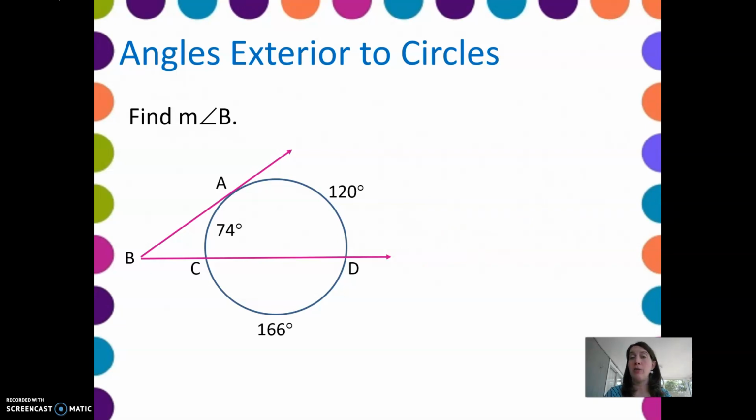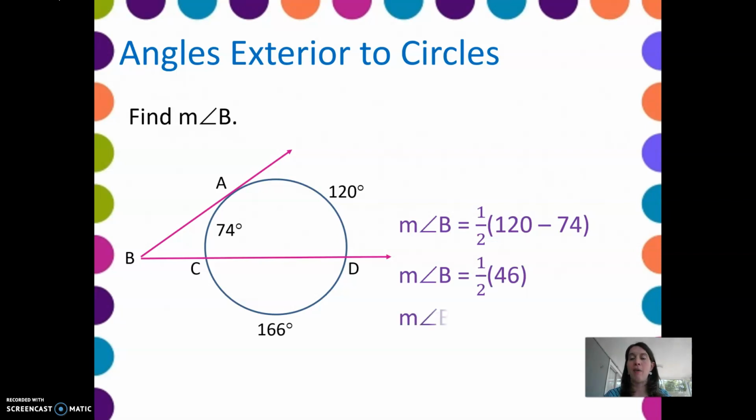Now we're able to find the measurement of angle B because we do have the 2 arcs that are on the interior of that angle. We're going to set up our formula. The measurement of angle B is 1/2 the big arc of 120 minus the smaller arc of 74. Subtract first again inside of our parentheses. So I have 1/2 of 46 and half of 46 gives us 23 degrees.